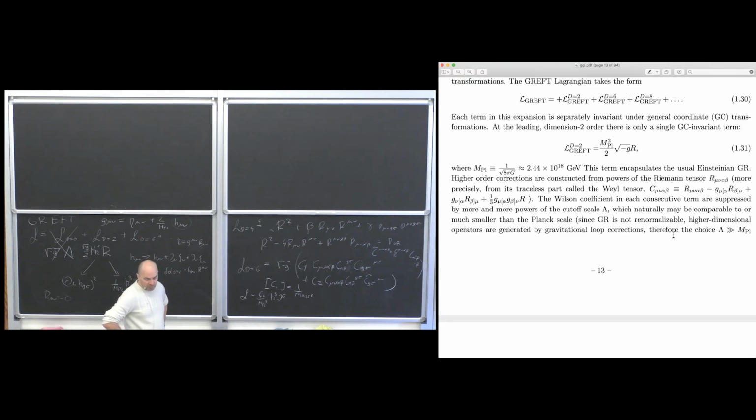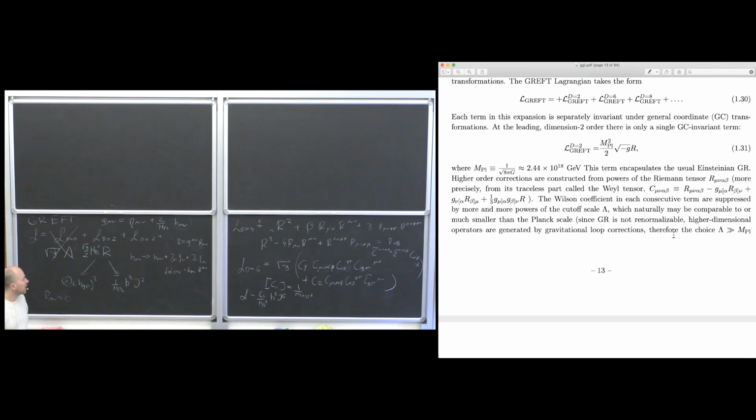But let me not go into details. Let me just tell you one thing. Is this something that exists in nature? So first, yes. GR by itself is not a correct quantum theory. And the reason is that when you go to loop level, you will get divergences. And then you have to cancel the divergences by counterterms.